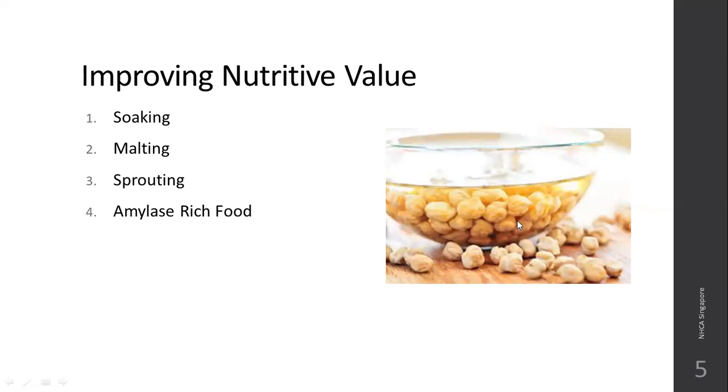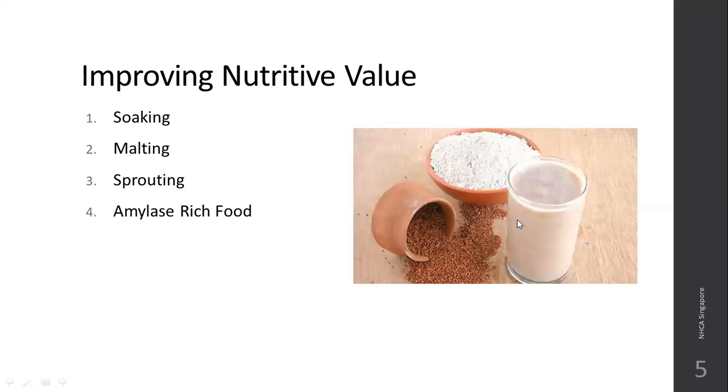peas, etc. Then malting: soaking some cereals like ragi overnight, then drying them in the sun, and then you grind them into powder. Then using it as ragi malt. Malting is a good practice. It improves the digestibility also, and enhances the use of vitamins from the intestine. This is what we call malting, grinding the ragi into powder.